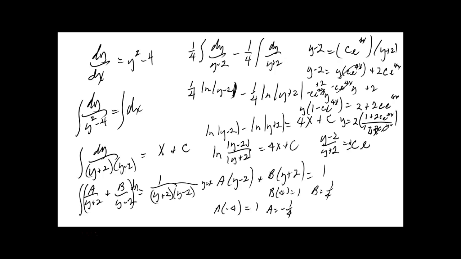Wait. Not a 2 there, not a 2 here. We factored out the 2. 1 plus c e to the 4x over 1 minus c e to the 4x. Okay? Now, all right.